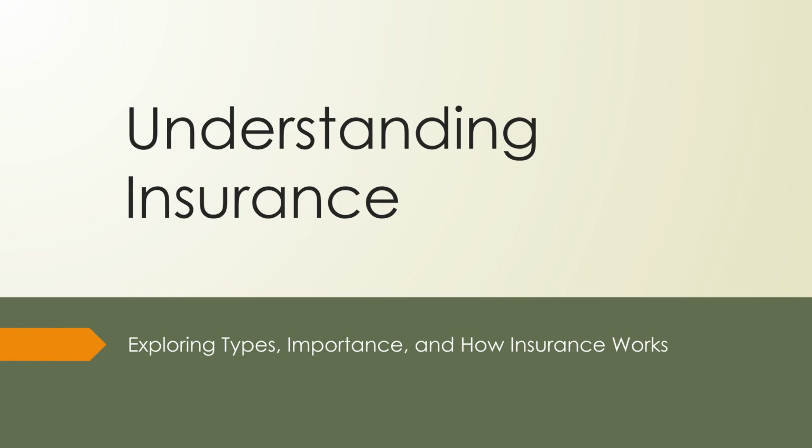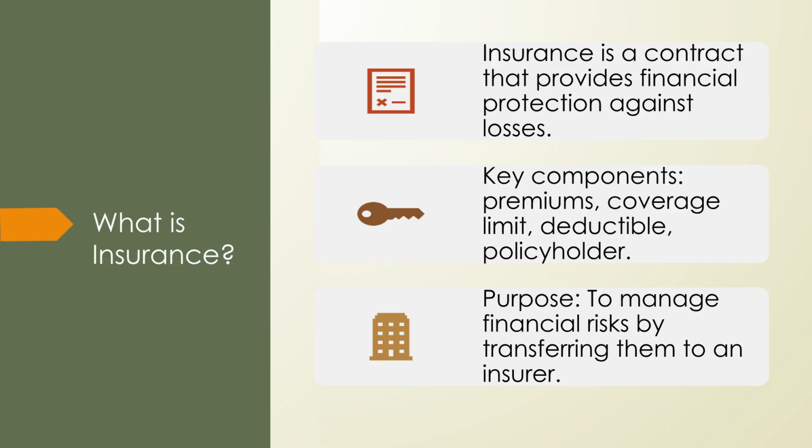Chapter 15 focuses on understanding insurance. We will explore various types of insurance, its importance, and how the insurance mechanism works. Insurance is a contract that provides financial protection against specific losses. Key components include premiums, coverage limits, and deductibles. Its purpose is to manage financial risks by transferring them to an insurer.